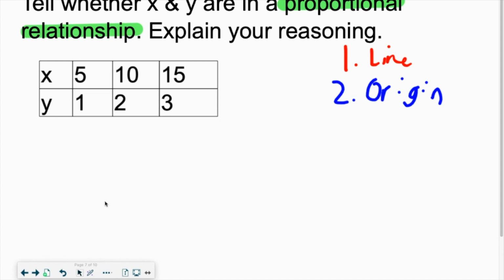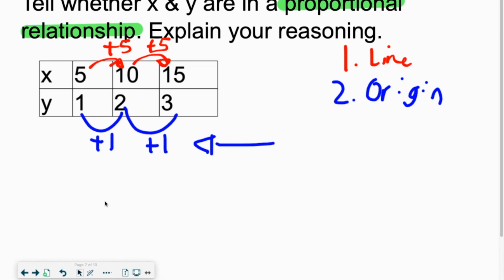So let's look. First off, straight line. Do all the x's change by the same amount? They're all up plus 5. Good. Now, with the table, let me be very careful. When we look at our y values, are they increasing by the same amount? Meaning from 1 to 2, we're going up 1. From 2 to 3, we're going up 1. Did all of these values down here change the same? Yes. So then that means we have a line.